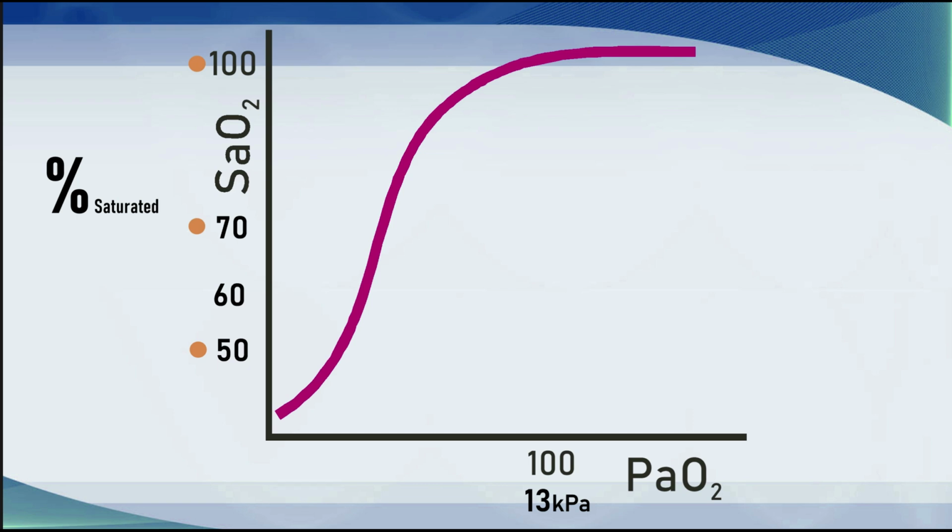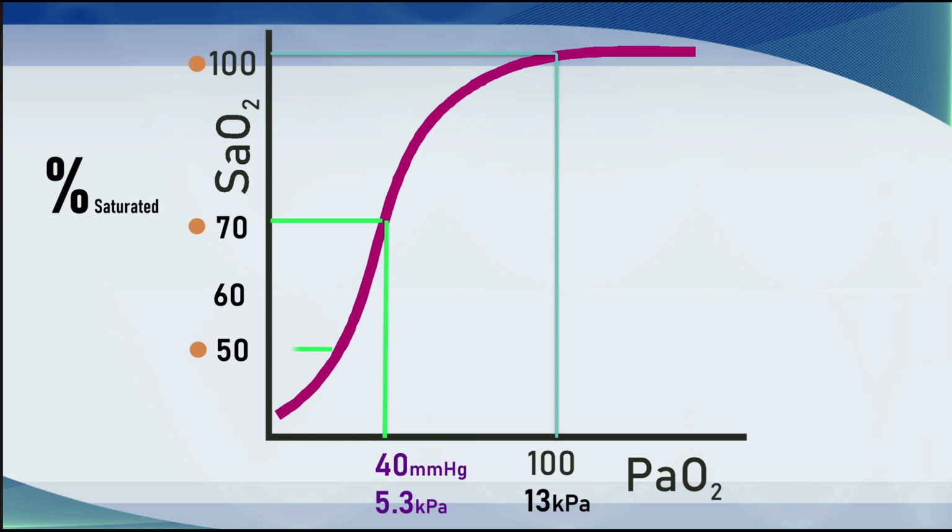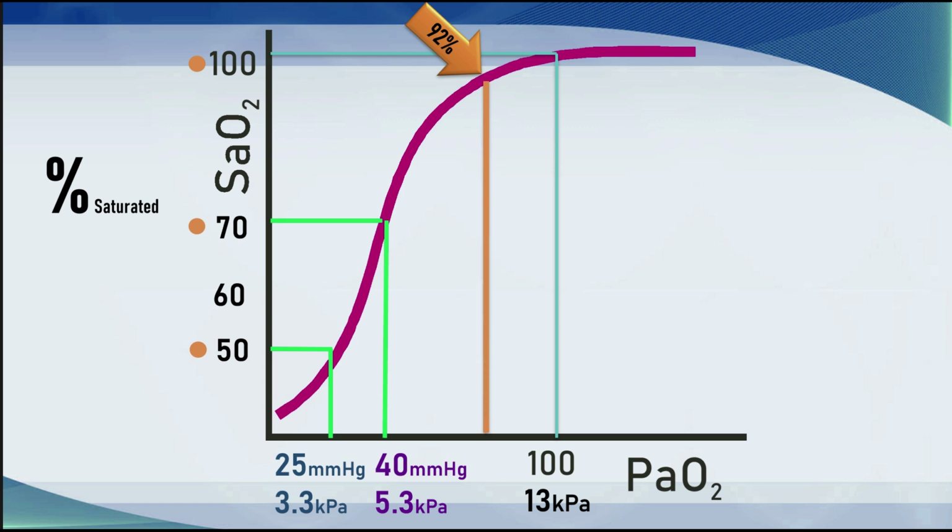This graph demonstrates the difference in the PaO2 between 100% saturation, 70% saturation, and 50% saturation. And you can see there is a non-linear relationship between the PaO2 and the saturation. And this is the inflection point at 92%.